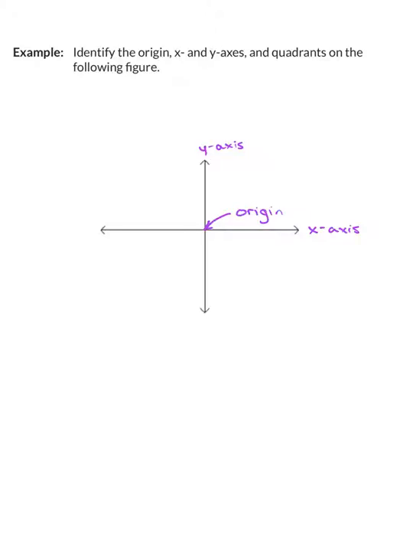From there we have our quadrants. Our first quadrant is in the upper right. And remember that we want to go counterclockwise. So we get quadrant 2 is in the upper left. Quadrant 3 is in the lower left. And quadrant 4 is in the lower right.